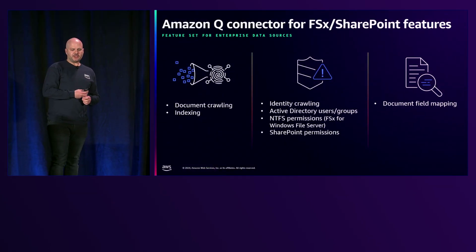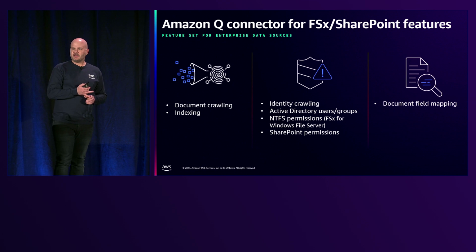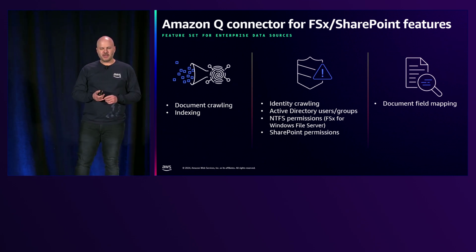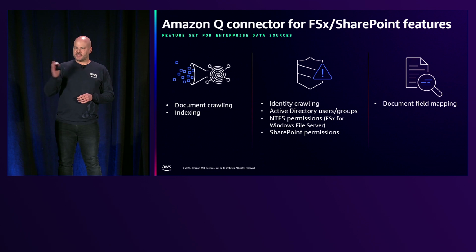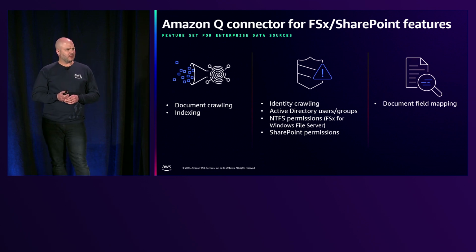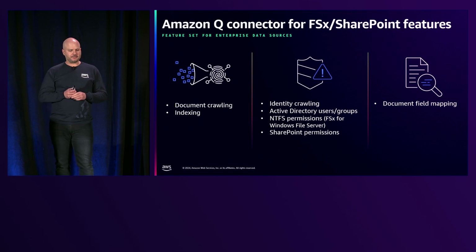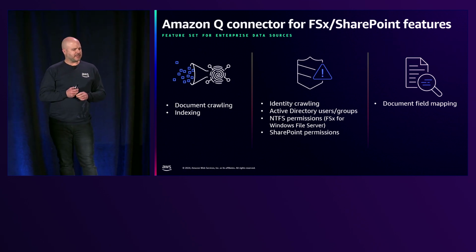Each of the data sources that we'll be covering today support this set of features, and we'll break them down into three sections: ingestion, permissions, and enhancement. For ingestion, Q Business supports scanning your data sources and establishing which documents to crawl. I'll cover a bit later in the presentation what a document is. Once Q Business has crawled a set of documents, it will then start to process them and extract the text into its index.